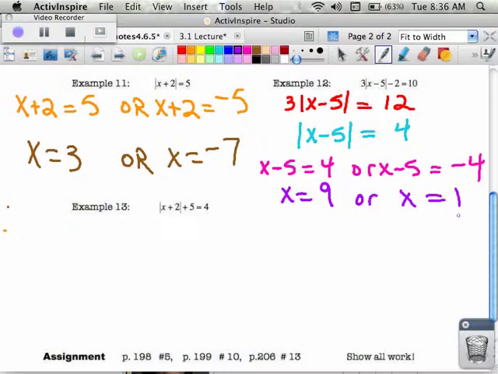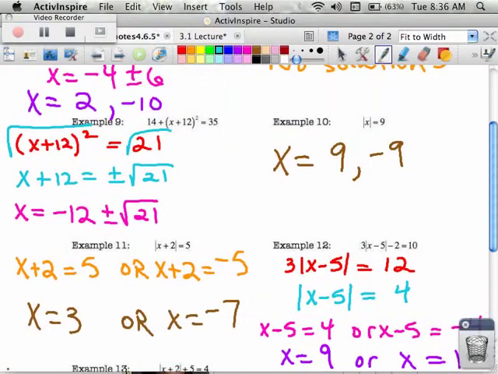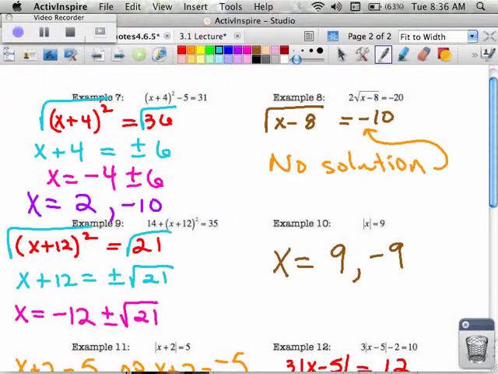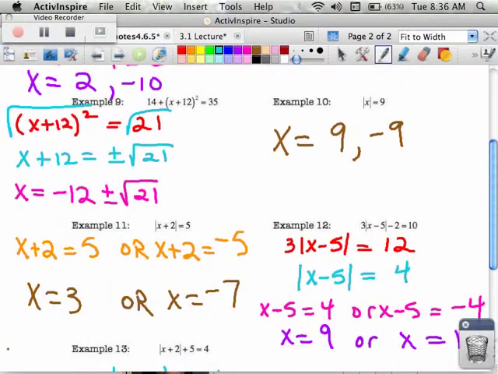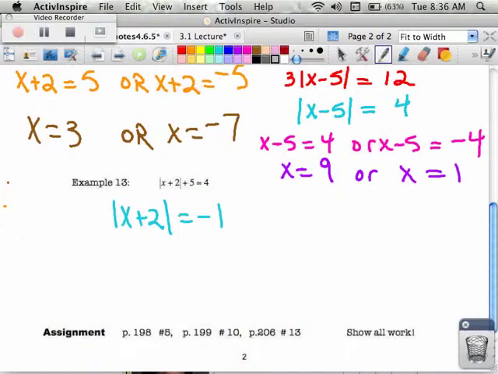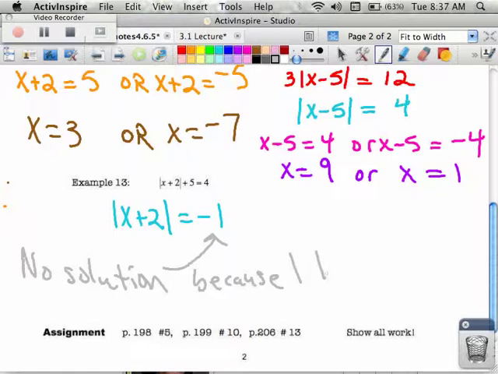In example number 13, something kind of funny happens. If I subtract 5 from both sides, I get the absolute value of x plus 2 equals negative 1. Very similarly to example number 8, where we had a square root equaling a negative number, there is no way in number 13 that you can ever have a negative being produced by an absolute value. So there's no solution, because the absolute value can't produce a negative number.